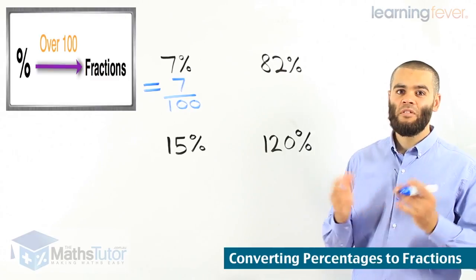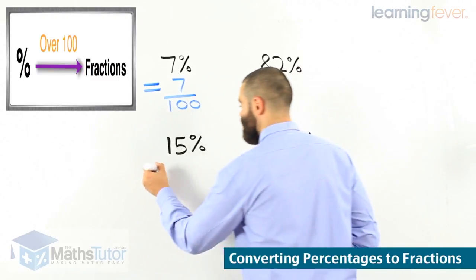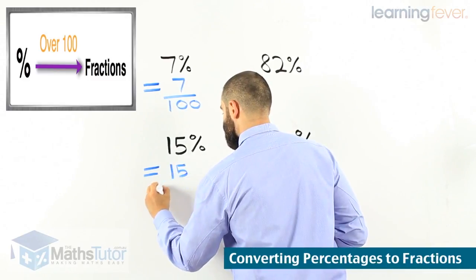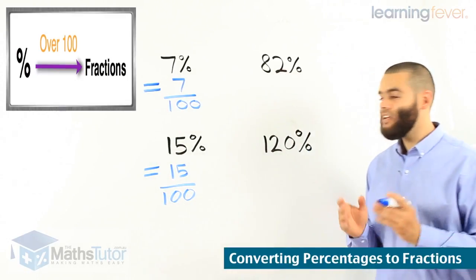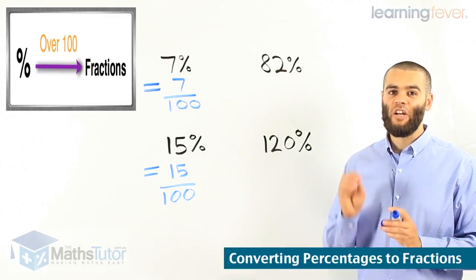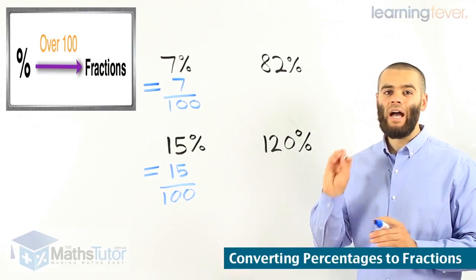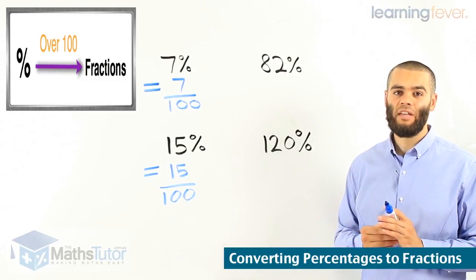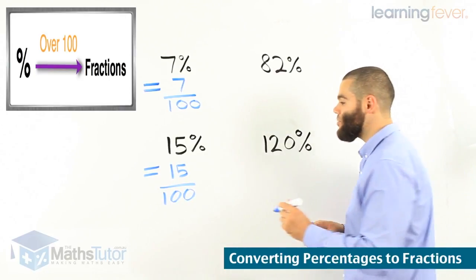15%. You've guessed it. How is it going to be written? 15 out of 100. It's that simple? Yes. But if you remember, we learned in fractions, whenever we have a fraction, we ask, can we simplify? In this case, yes, we can. 15 out of 100 is going to be written in a simpler form.